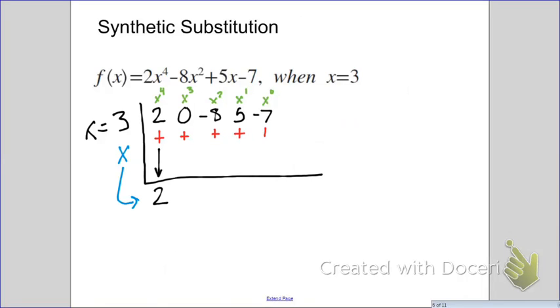Now 3 times 2 gives me another number to add. 3 times 2 is 6. Now it's time to add straight down, and we get 0 plus 6 is still 6. Now here comes the part where we will mess up. Some people want to do 2 times 6. No, it's still the 3. 3 times 6 is 18.